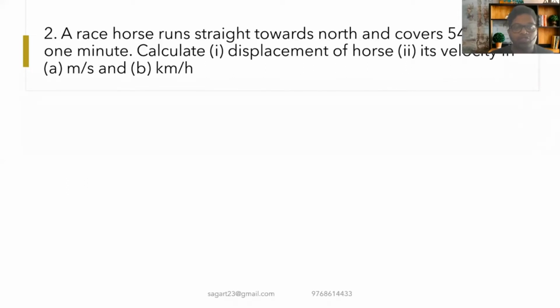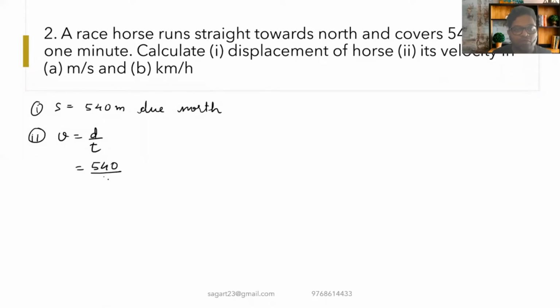A racehorse runs straight towards north and covers 540 meters in 1 minute. So again, displacement will be equal to 540 meters in the north direction. Okay, the second question is the velocity in meter per second. So this is distance upon time, that is 540 upon 60 because this is 1 minute. So this will be 9 meter per second is the velocity.